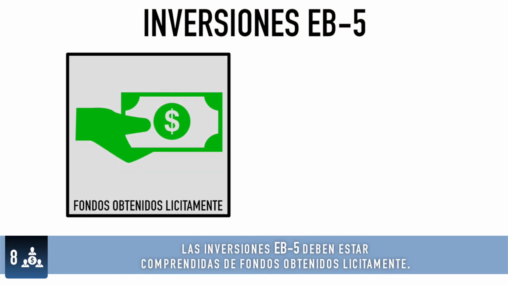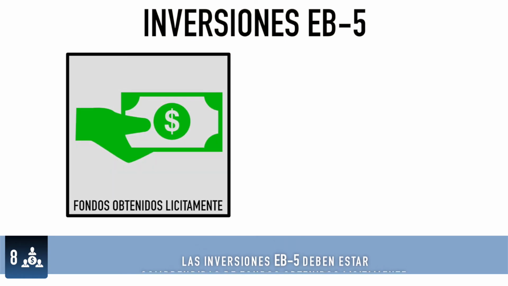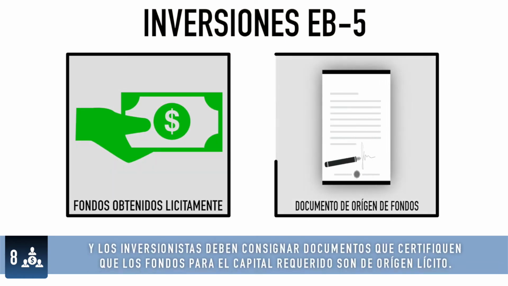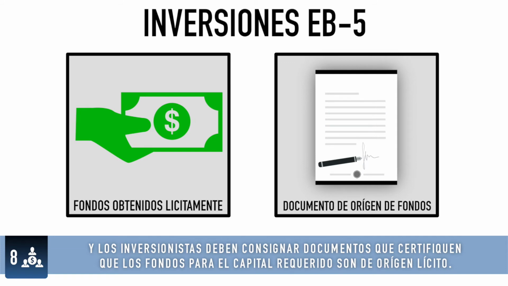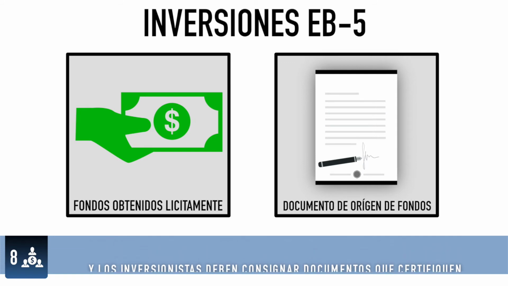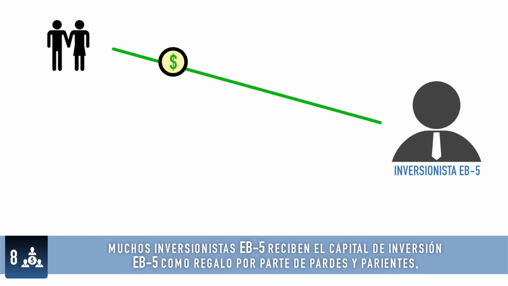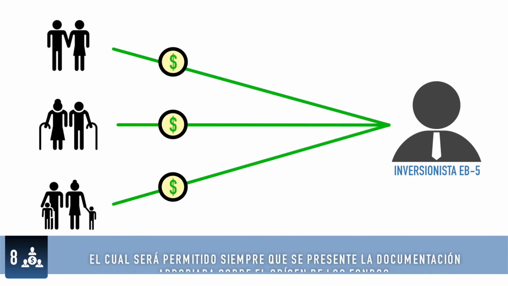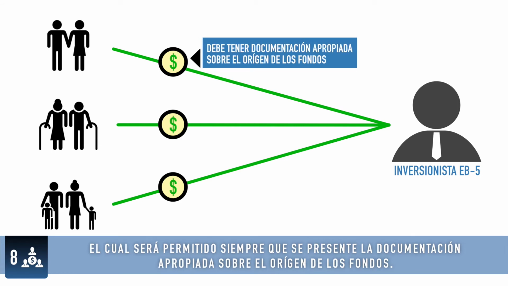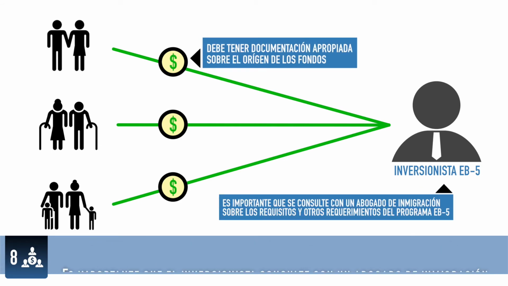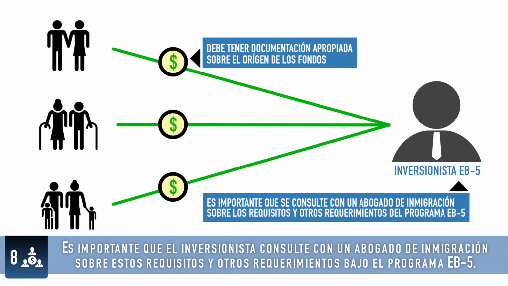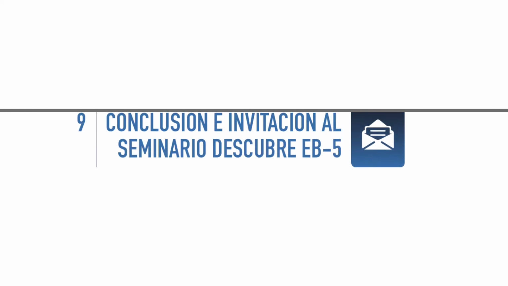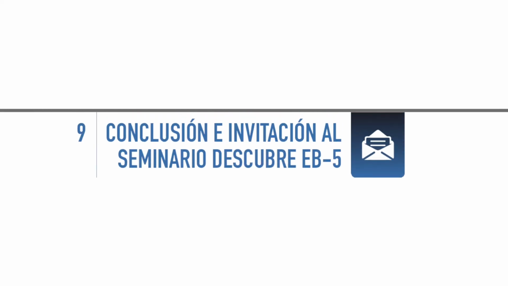EB-5 investments must be comprised of legally obtained funds, and investors must submit a documented source of funds accounting that shows the lawful source of the required capital. Many EB-5 investors receive capital gifts from parents and relatives used for EB-5 investment, which are allowed provided there is proper documentation of where these funds originated. It is important for an investor to consult an immigration attorney regarding these requirements and other requirements under the EB-5 program.